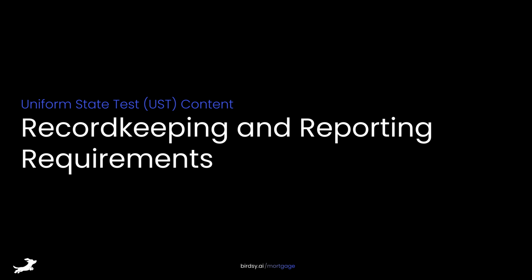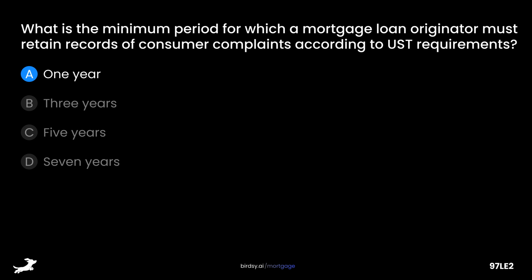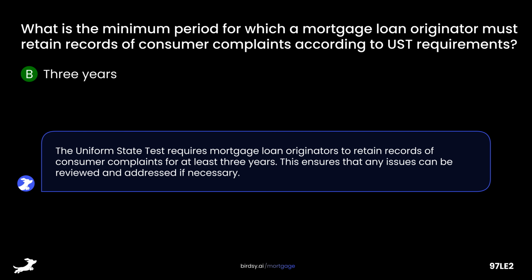Record keeping and reporting requirements. What is the minimum period for which a mortgage loan originator must retain records of consumer complaints according to UST requirements? Is it A, 1 year, B, 3 years, C, 5 years, or D, 7 years? The answer is B, 3 years. The Uniform State Test requires mortgage loan originators to retain records of consumer complaints for at least 3 years. This ensures that any issues can be reviewed and addressed if necessary.